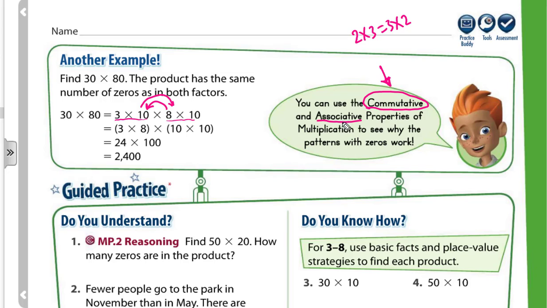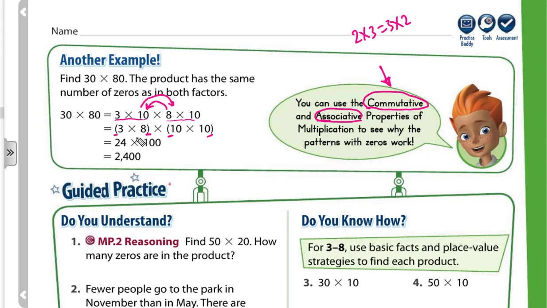And what about associative? The associative property, we use it by using these brackets. And what do we mean by these brackets? We mean that we will multiply 3 by 8 together and multiply 10 by 10 together. These two together and these two together.